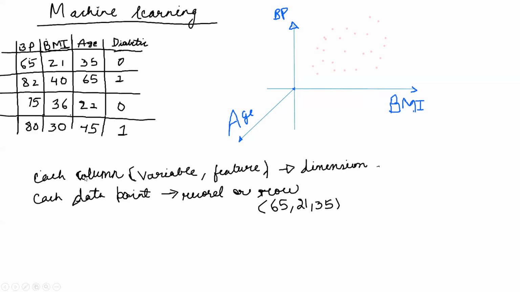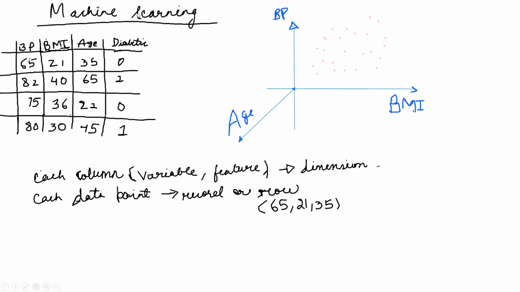As I said, each column is considered a dimension, and each record or data point, you see here one data point, two data points, there are so many data points represented as dots. Each data point represents a record or a row of the data. If we talk about one data point, this row will be represented in mathematical space with the following coordinates: 65, 21, and 35.